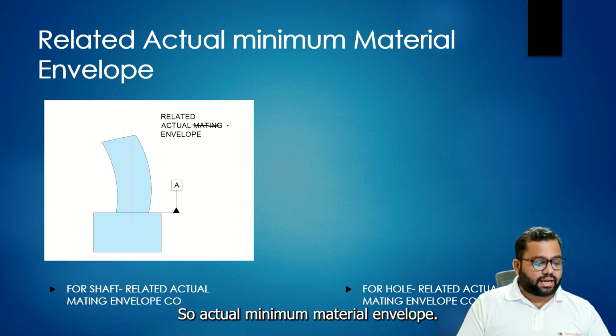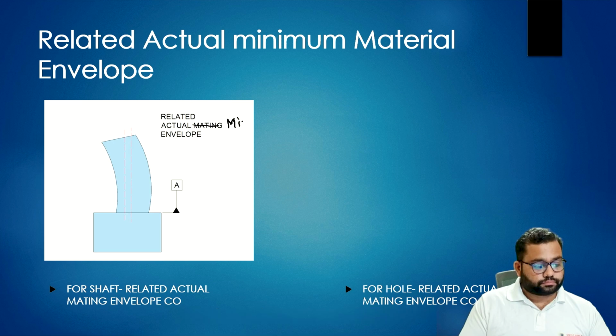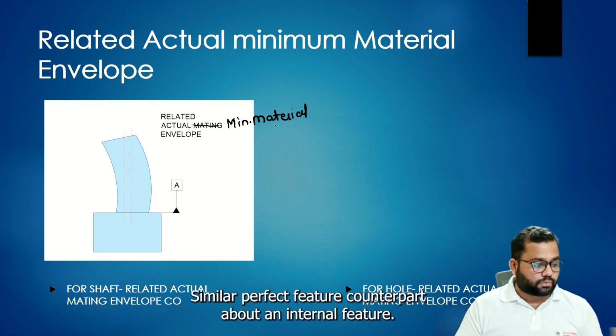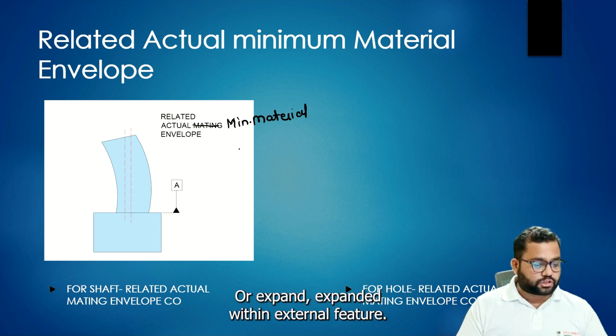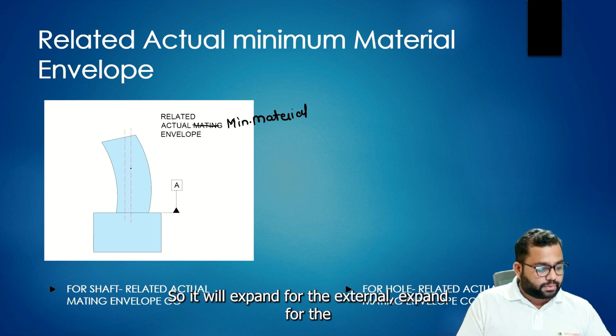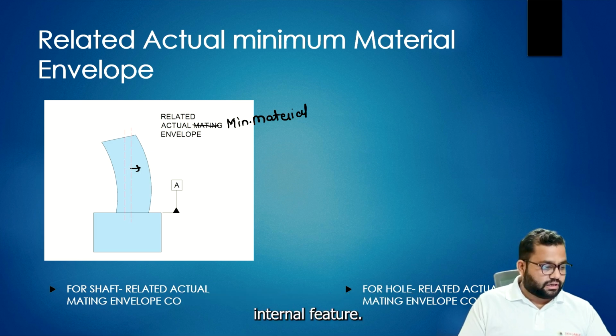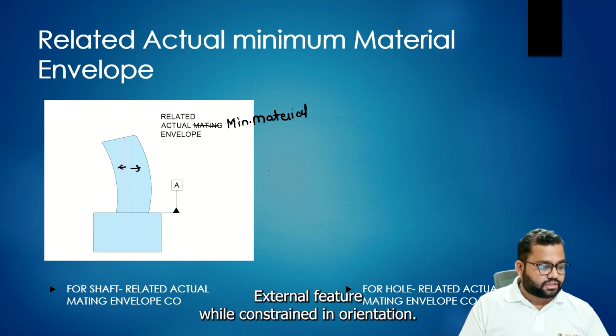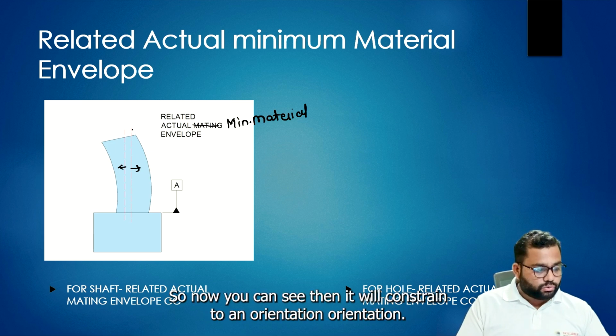Actual minimum material envelope. What is the related actual minimum material envelope? It is an envelope, a similar perfect feature counterpart, contracted about an internal feature or expanded within an external feature, while constrained in orientation. So now you can see when it is constrained to an orientation.